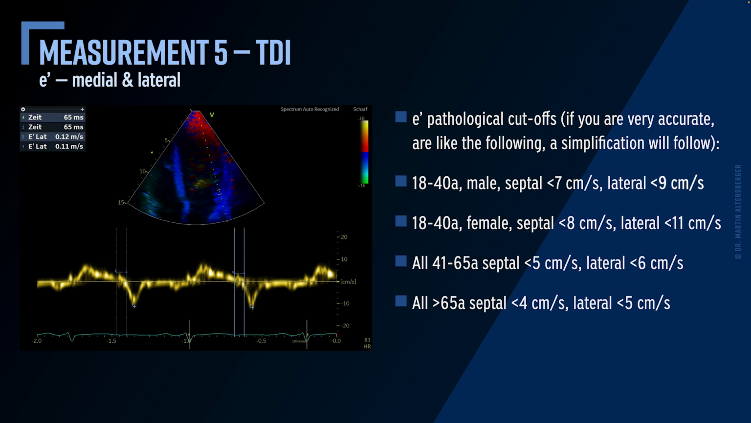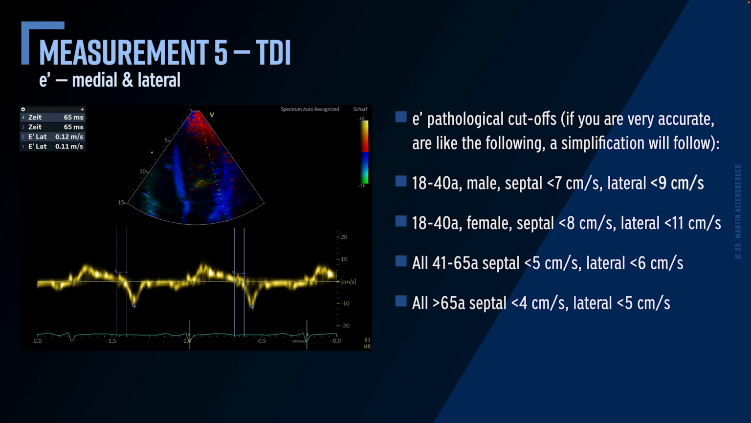If you are very accurate, they are the following, which are the most reliable measurements, also dependent on the age of the patient. So in male patients 18 to 40, the septal E prime is pathological when it's below 7 centimeters per second, lateral below 9 centimeters per second. For females, the values are a bit higher, septal below 8, lateral below 11 centimeters per second. In all individuals aged 41 to 65, septal below 5 and lateral below 6 is pathological. All above 65, the septal cutoff is 4 centimeters per second, and lateral 5 centimeters per second.